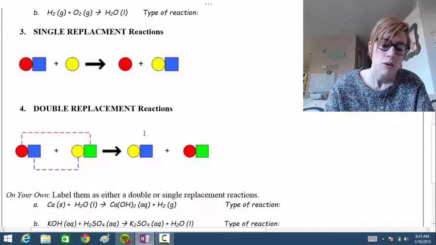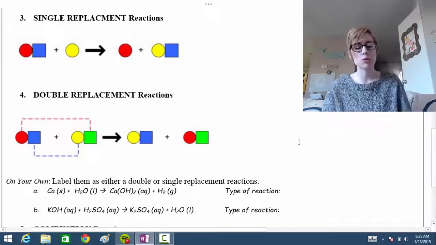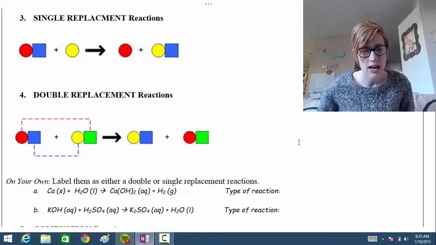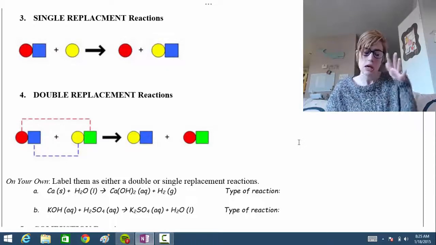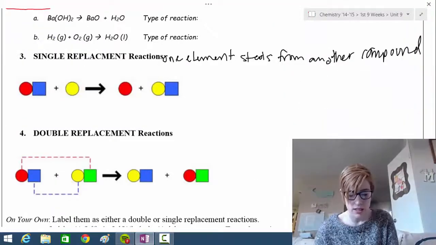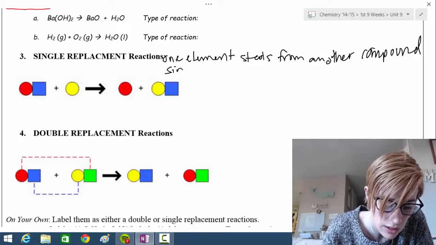Okay, here's another pair of reactions that are similar. It's called single replacement and double replacement. And the title I like to give to these 2 reactions is Everybody's Cheating on Everybody. Why do I give that title? Well, a single replacement is essentially one element steals from another compound. And it's really one single element steals from another compound.